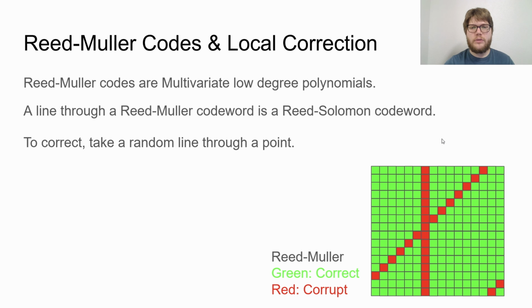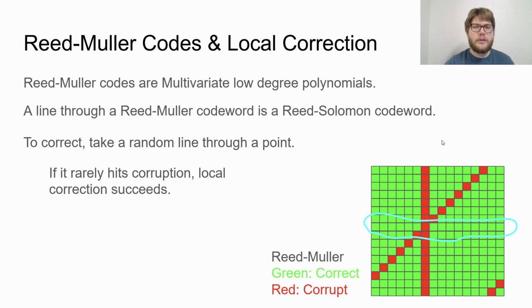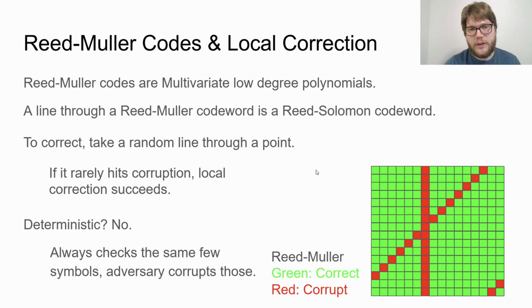If we want to locally correct a point here, we're just going to take a random line to that point, and then we're going to do local correction on that Reed-Solomon code word. If you don't see much corruption, then that local correction will succeed and allow you to recover that symbol. But you can't make this deterministic. If you always check the same points, then those points could be adversarially corrupted and your local correction will not succeed. Remember, we're trying to get deterministic list decoding.